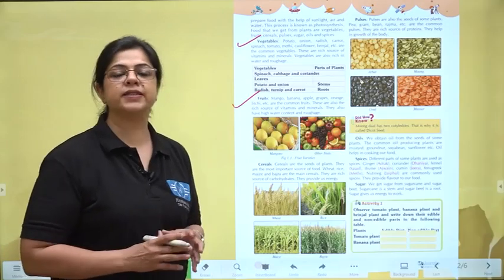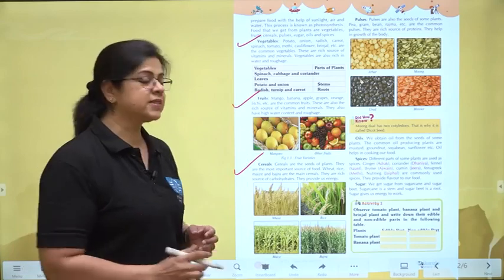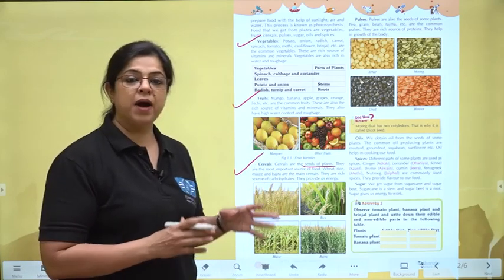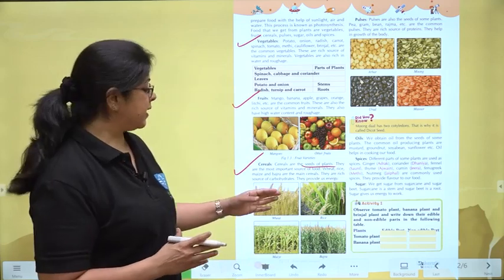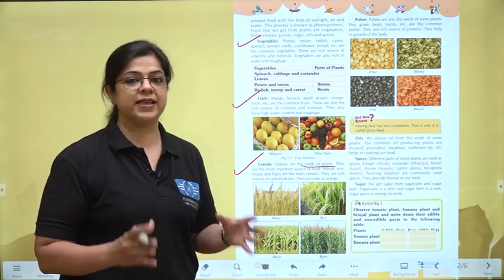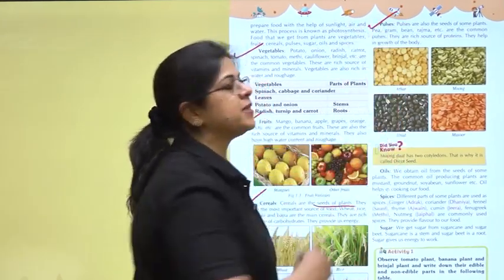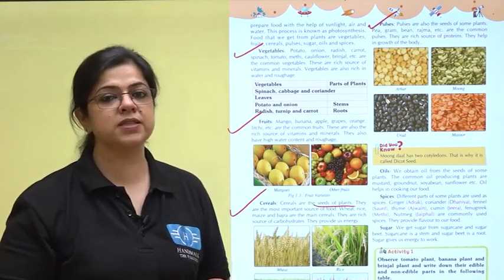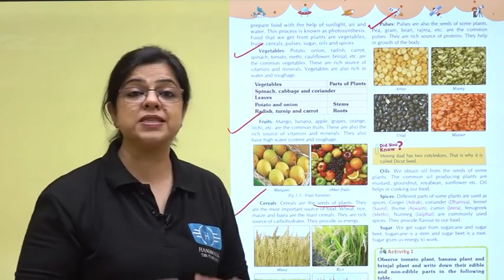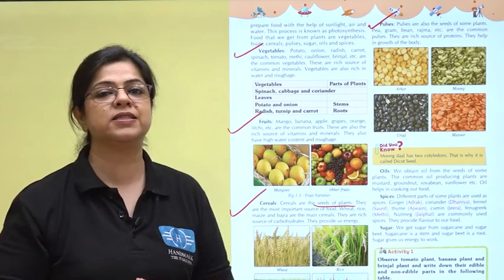The next important thing that we get from plants are cereals. Cereals are seeds of plants like wheat, bajra, barley and rice. Cereals are a good source of carbohydrates and they give us a lot of energy. Coming next to pulses. Pulses are also seeds of some plants like gram, moong, lentil, etc. Pulses are a rich source of proteins. Pulses help us in growth and development.